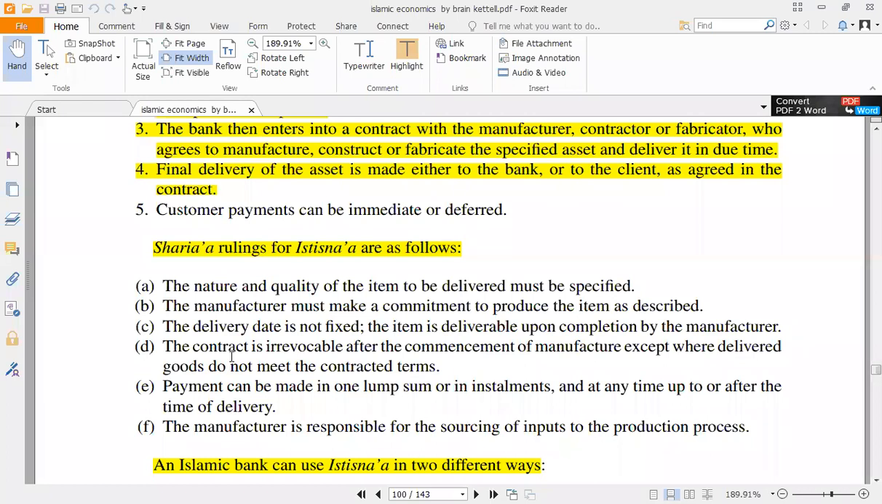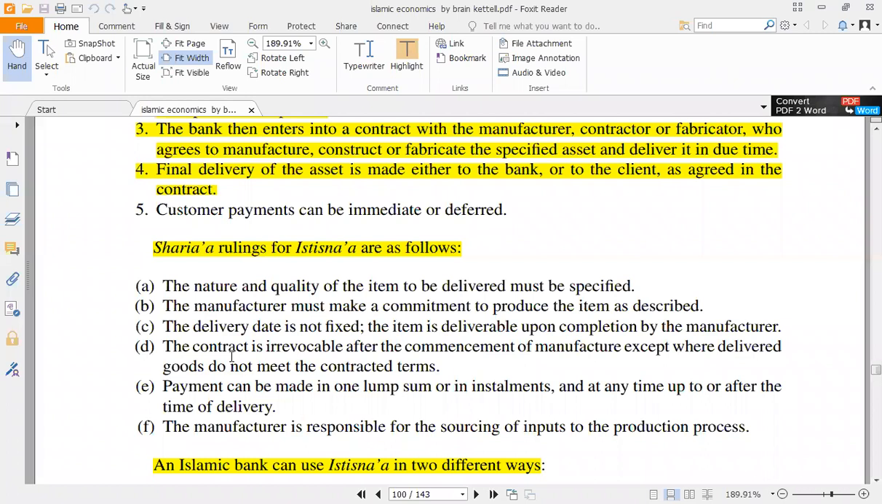Okay, because it depends upon the completion of the asset. If the item or the asset is manufactured timely, then it's okay. It can be late for some reasons. So, due to being late, Istasna contract will not be cancelled. Late होने की सूरत में Istasna contract cancel नहीं होता. Okay, it can be late, but they should try to deliver in time.